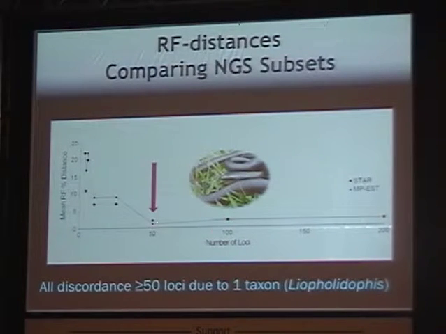So I want to point out that those 50, 100, or 200, some of those are 0% difference, but because these are averages, some of them are higher. So it's just kind of a luck of the draw whether you're picking the loci that are giving you 0 versus not. And all the discordance, once you hit 50 where that starts bouncing around, it's just one node that flips between one particular spot, and it's the snake here, Lycophidion.